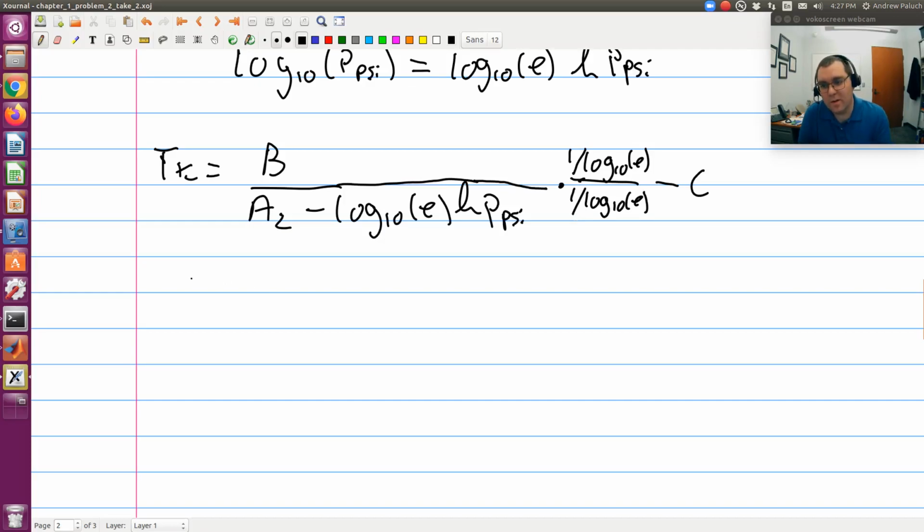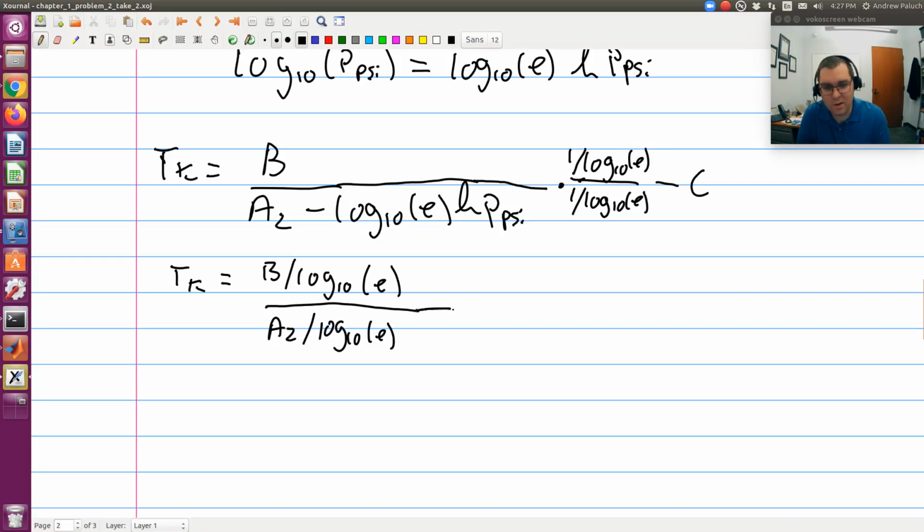If I do that and distribute, my numerator is going to have b over log base 10 of e, divided by a2 divided by log base 10 of e. Again, log base 10 of e is just a constant, minus, log base 10 of e will kill the log base 10 of e term, and so I'm just left with log of psi as I desire. And that's minus c.